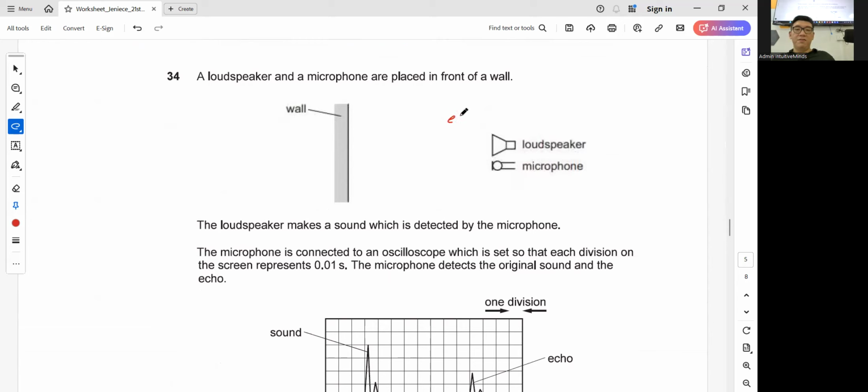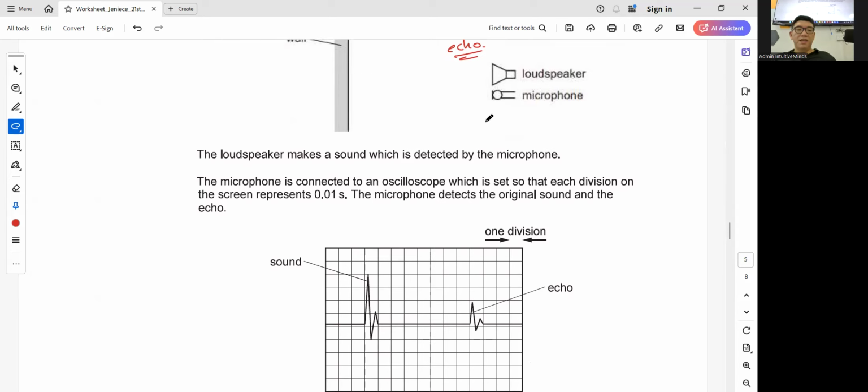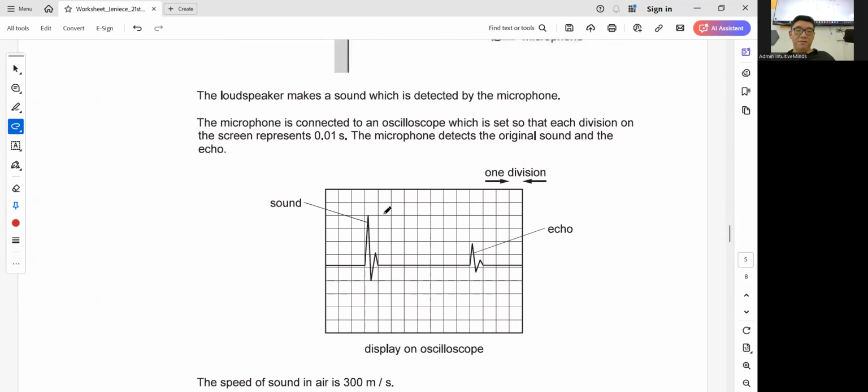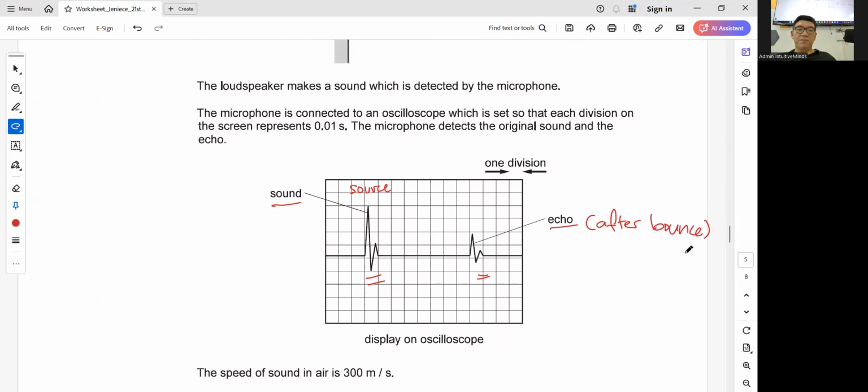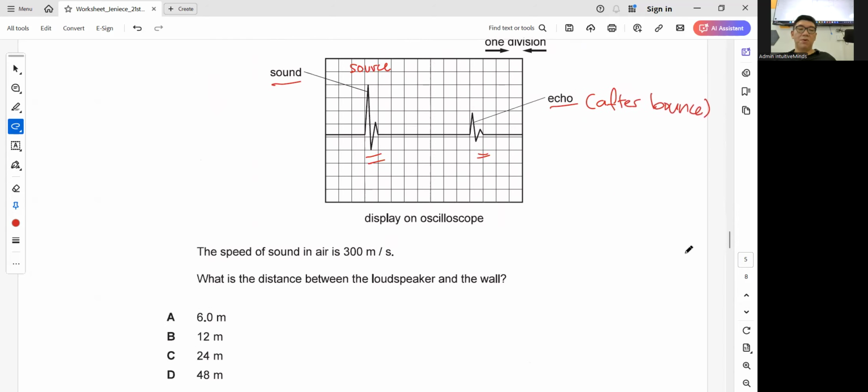So again, you have an echo. It's the bouncing of the sound off the wall. And now we have the source. So when you see this, it represents the source, the sound that is being produced. And this is the echo after you bounce back from the wall. Echo by definition is the bouncing of sound. So that echoed pulse that you get must be bouncing back from the wall.